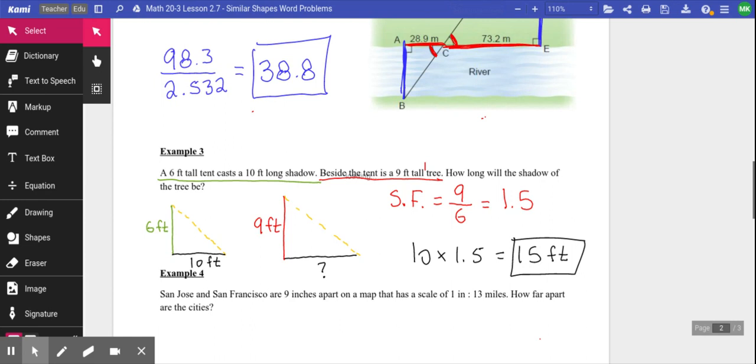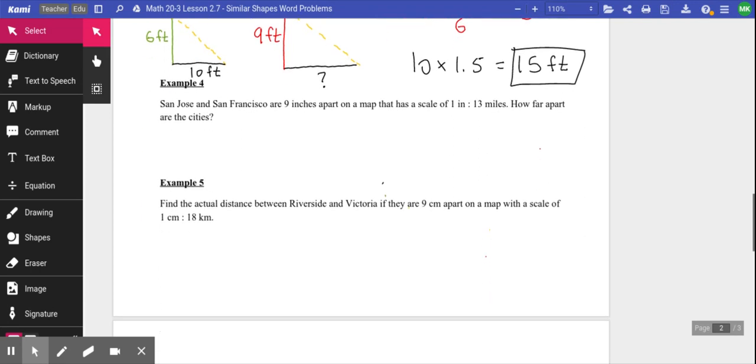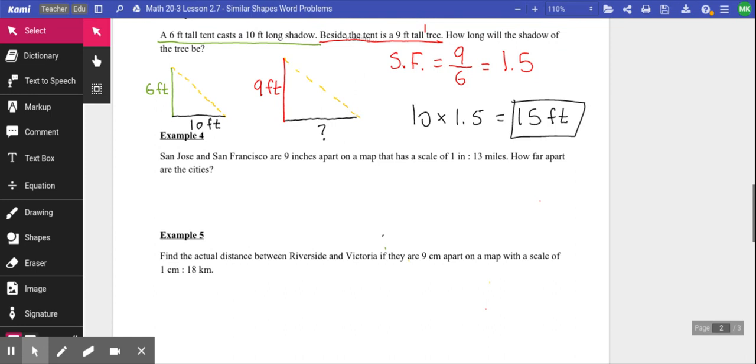Beautiful. This idea of scaling, we did a few days ago with maps and stuff. Remember, we got given scale factors as ratios? We're going to use those scale factors as ratios to solve some of these other word problems. So example 4. Example 4 says San Jose and San Francisco are 9 inches apart on a map.